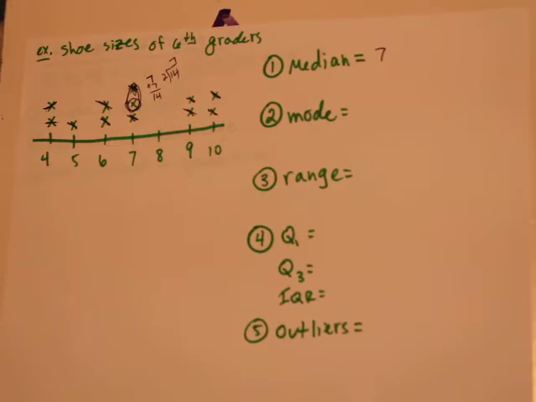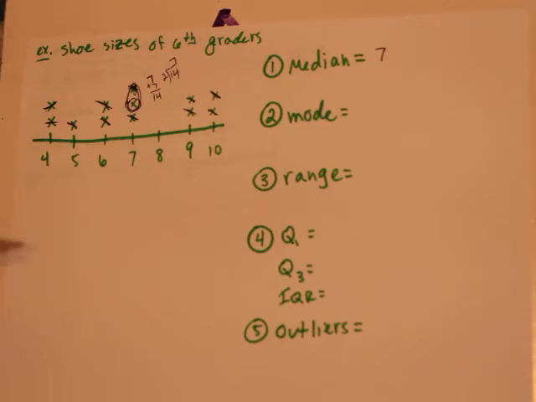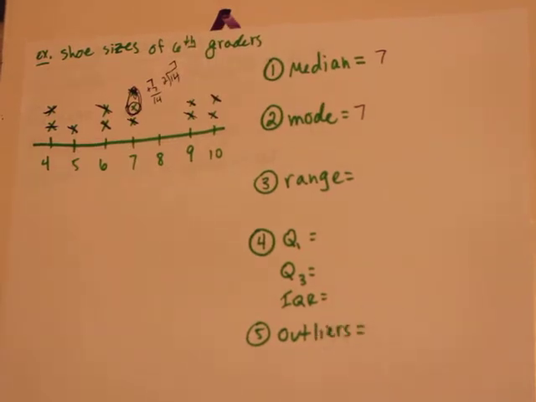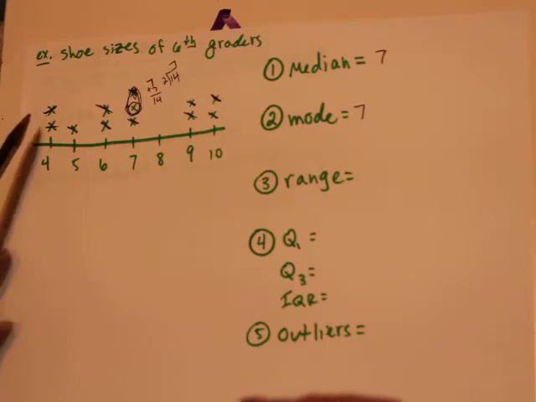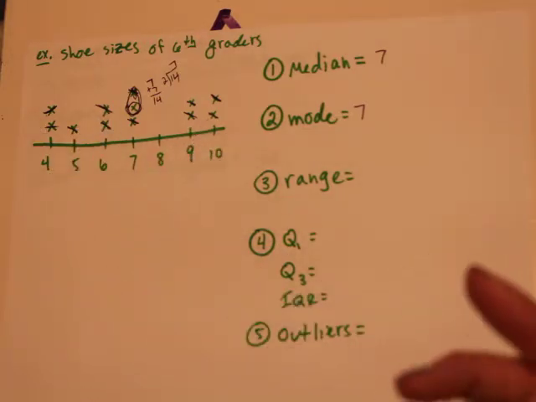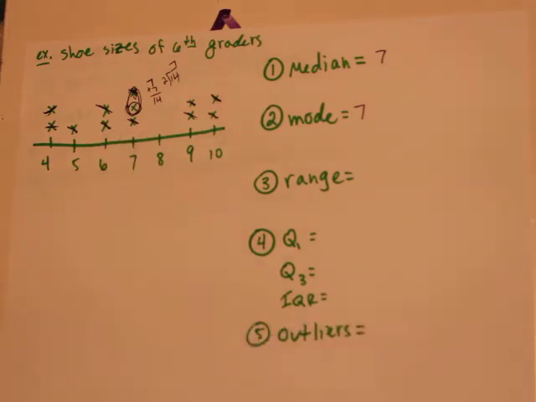Now, mode. We're going to look at which one of these occurs the most often. So you had 2 4s, 1 5, 2 6s, 3 7s, 2 9s, 2 10s, no 8s. Which one has the most X's? The 7. So our mode is 7. And it's the one that occurs the absolute most often. Okay? Notice 4, 6, 9, and 10 were repeated, but they weren't the most repeated. So I had to choose 7, which was the most repeated.